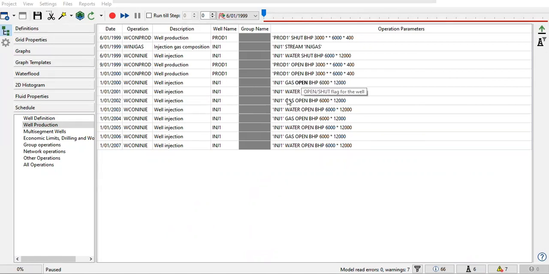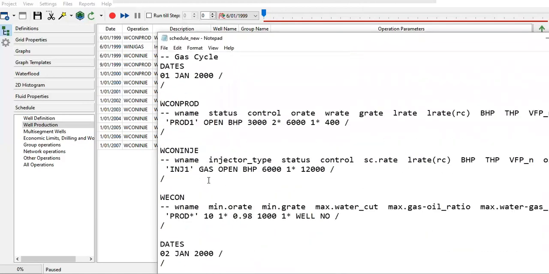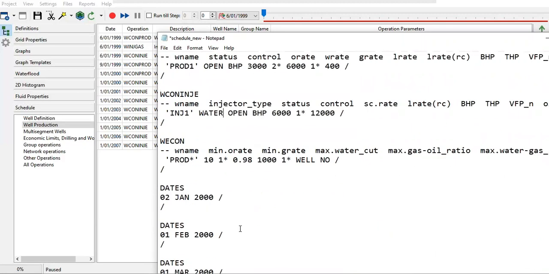Or I can also, maybe I should show you this one. So if I open this one, I mean change it to water, and then I delete all the next WCON-inch, then the last rule or the last setting will be applicable. So this will be applicable till the end. Okay, that's the same thing if you use gas and you delete everything, then this last setting will be applicable for the rest of the simulation. We will only inject gas.